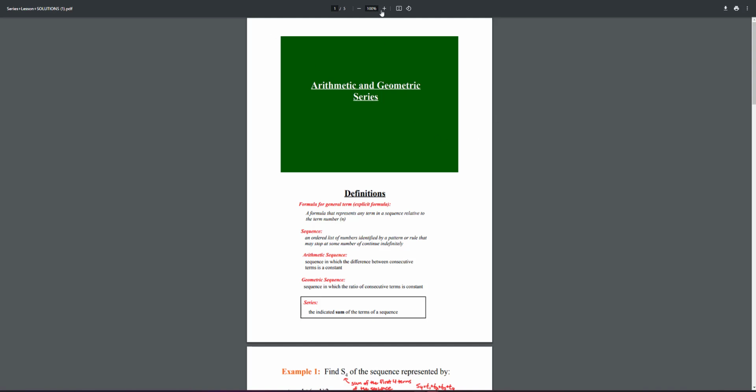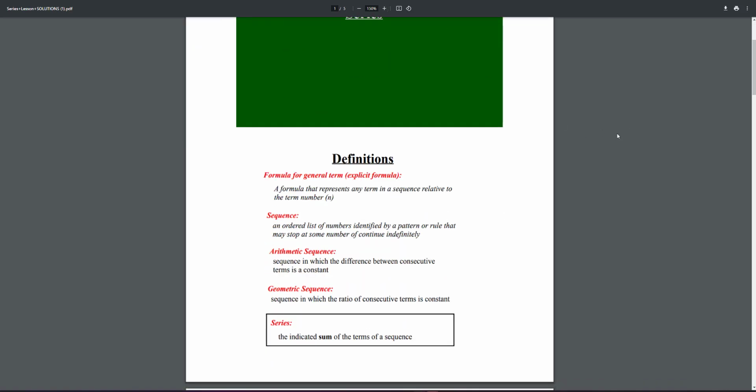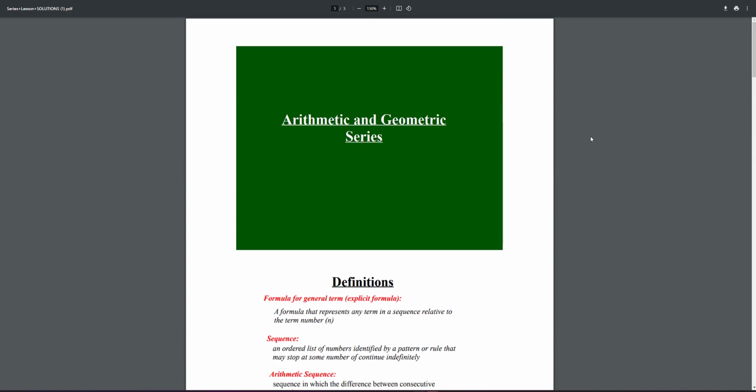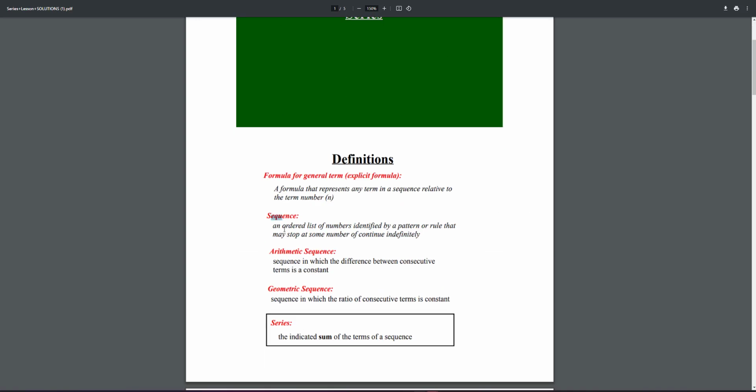Okay. Lesson 2, what are we doing? What is lesson 2? Oh, we're doing series now. Okay. So first lesson was sequences. Remember, a sequence is just a pattern. A series now, by definition, actually, let me just read the definition. So a sequence is an ordered list of numbers identified by a pattern or rule that may stop at some time, but that may continue indefinitely. Ugh, annoying.